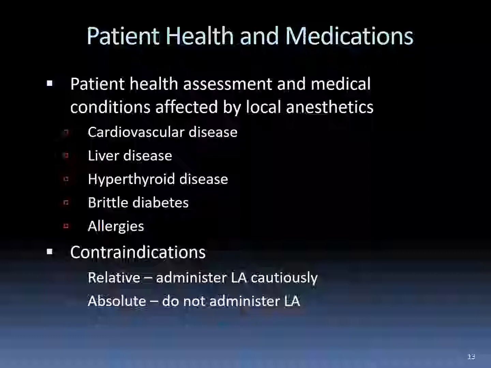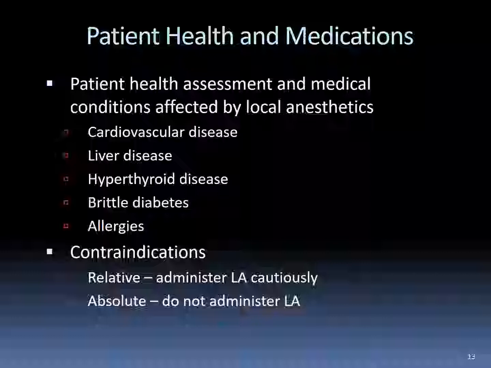We look at patient assessment and medical conditions in our selection of local anesthetics because we know they have a big effect on the patient. Cardiovascular disease, liver disease, hyperthyroidism, brittle diabetes, which is uncontrolled diabetes, and allergies are only a few of the pre-assessment conditions that we're going to review later in the course. Contraindications because of these diseases, medications or conditions have an effect.